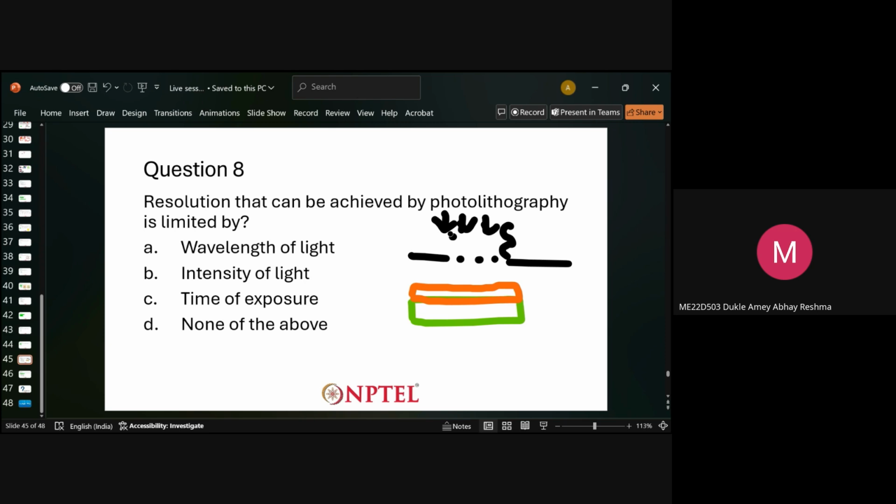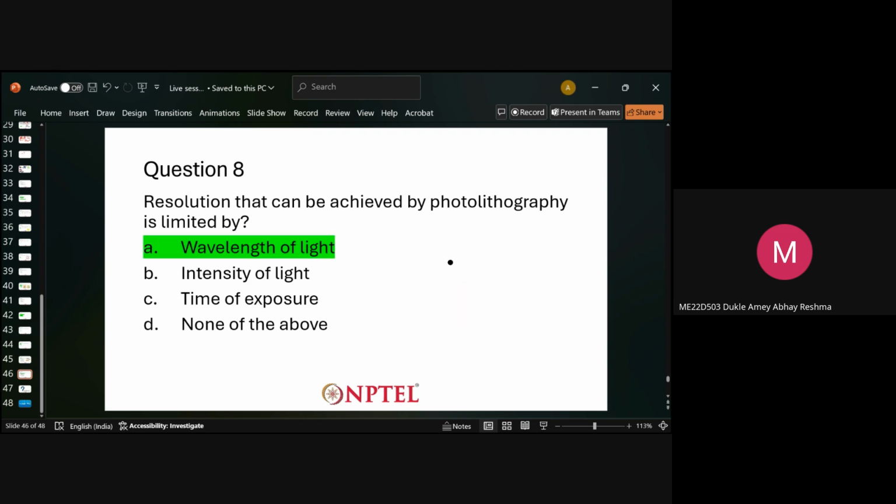Because of these factors, the resolution is affected. So we need to choose a light source which has a very short wavelength, so that it can penetrate through the mask and give us a good feature size. That is why laser based photolithography has also come into place, because laser has a short wavelength. Since I had not explained this concept earlier, I will just give out the answer. The answer is the wavelength.